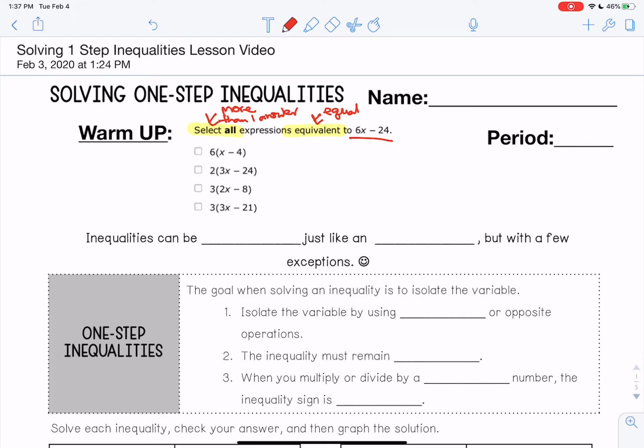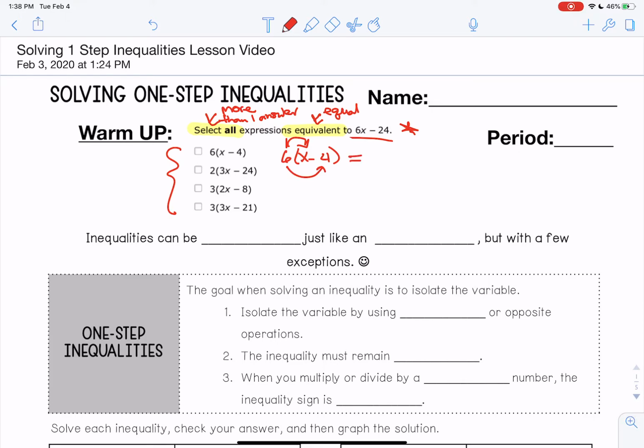So let's take a look at the first one. Now, you'll notice that they factored out a number. So in order to see if any of these equal the 6x minus 24, we should use the distributive property and multiply the factored number back in to see if it matches. So for the first one, we have 6 times x minus 4. When we use the distributive property, we're going to take that number and multiply it with the first term and then the second term.